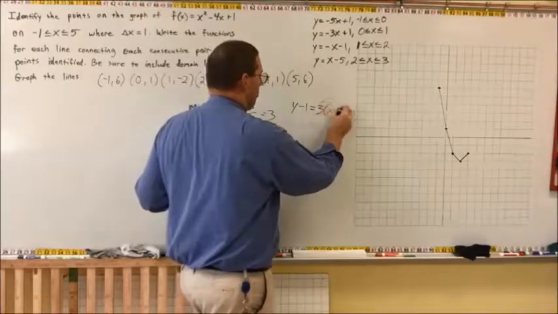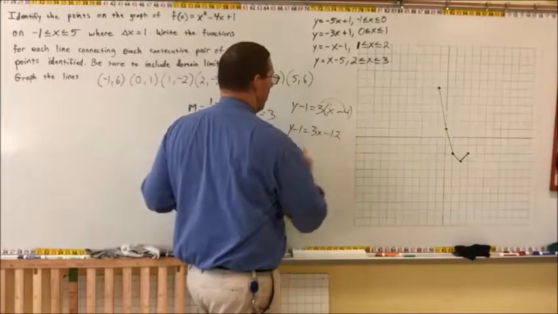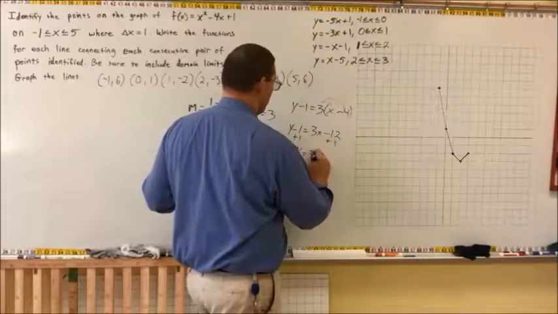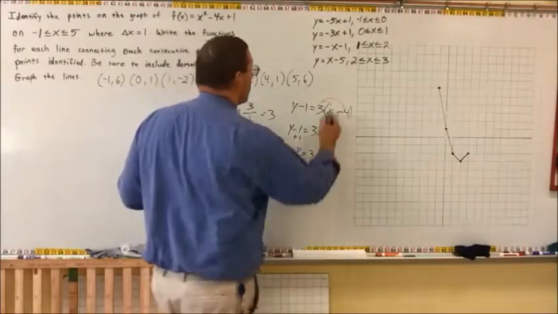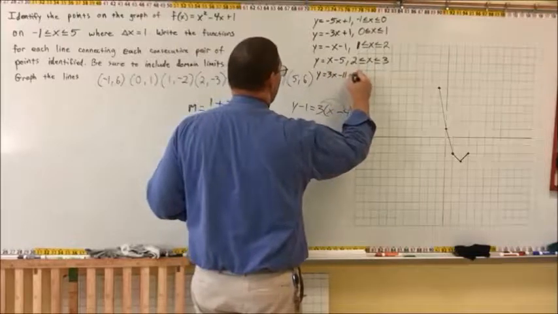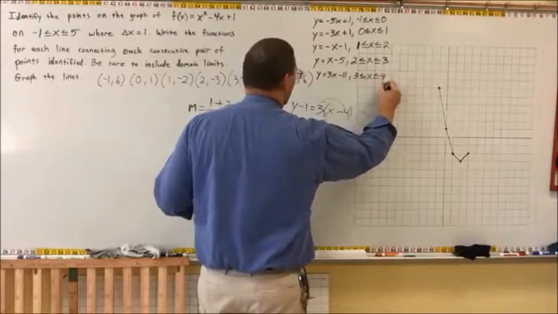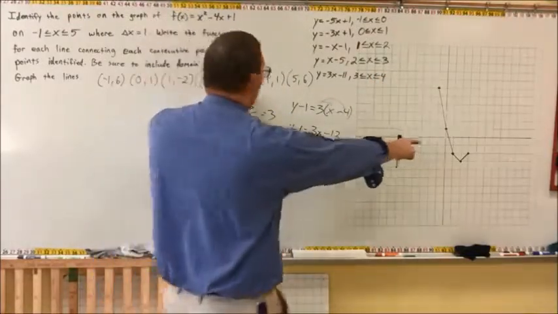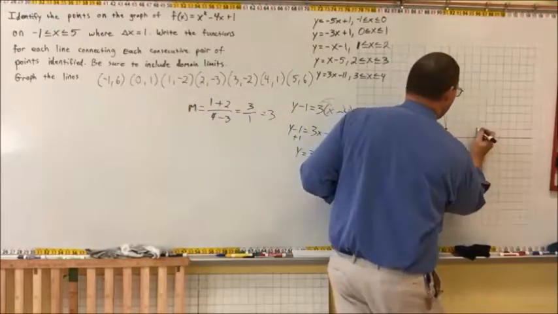Now we'll distribute the 3. We'll have y minus 1 is equal to 3x minus 12. Add 1 to both sides. We get y equals 3x minus 11. Okay? So y equals 3x minus 11 on the interval from 3 up to 4. And it's between the points (3, -2), which we've already plotted, and (4, 1). So 1, 2, 3, 4, and 1 right here.